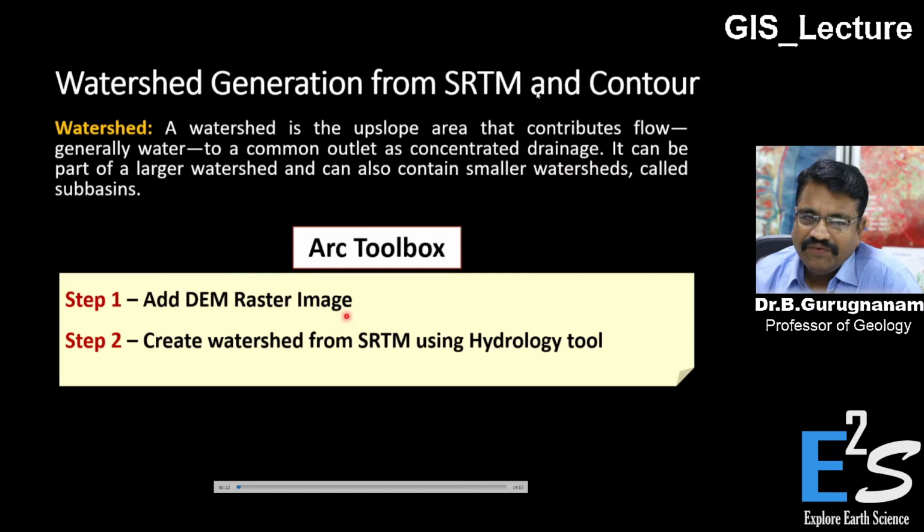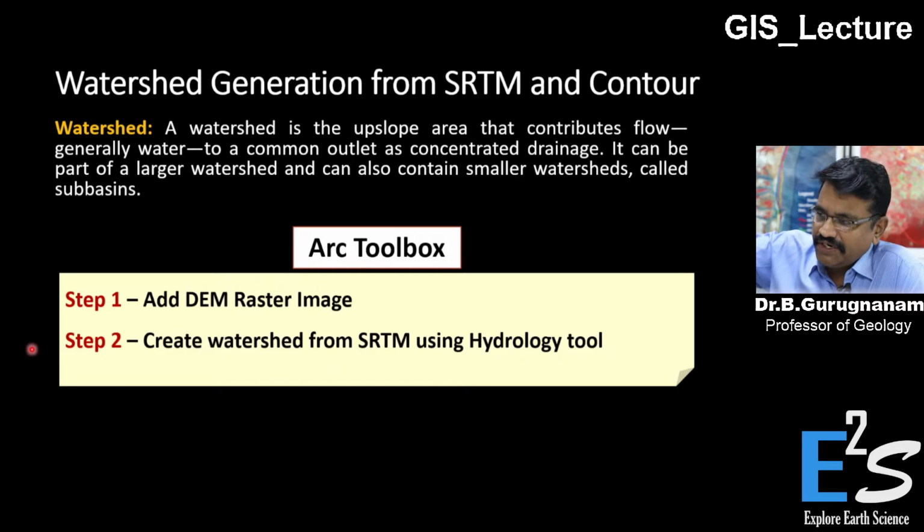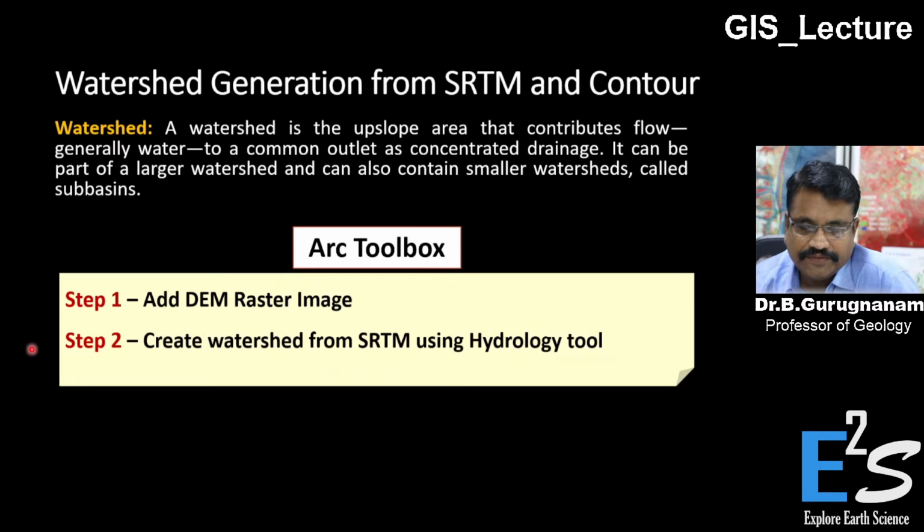It can be a part of a larger basin, or it can be smaller watersheds, also called subbasins. You can also use many words like basin, subbasin, watershed, mini watershed, micro watershed. What does it mean? It is based on the drainage, the atmospheric water and its collection in a particular area.